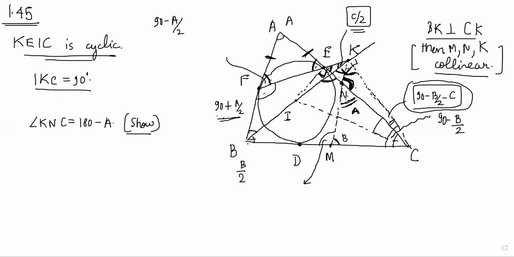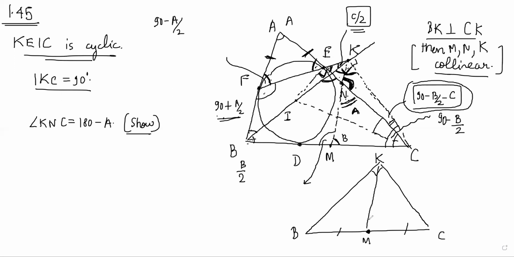Wait, we have a 90-degree triangle. Let's use that. Look at the triangle. Because of part one, we have this, CKB, right? And M is the midpoint here. So now we know that MK is equal to MC. Now you can say CKM is isosceles, right? Yeah, correct.